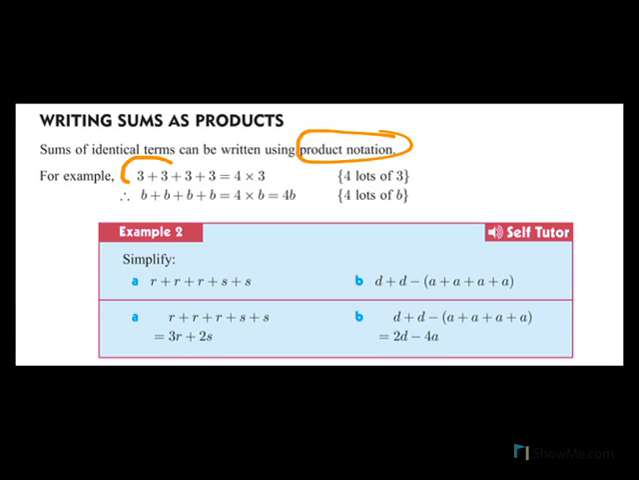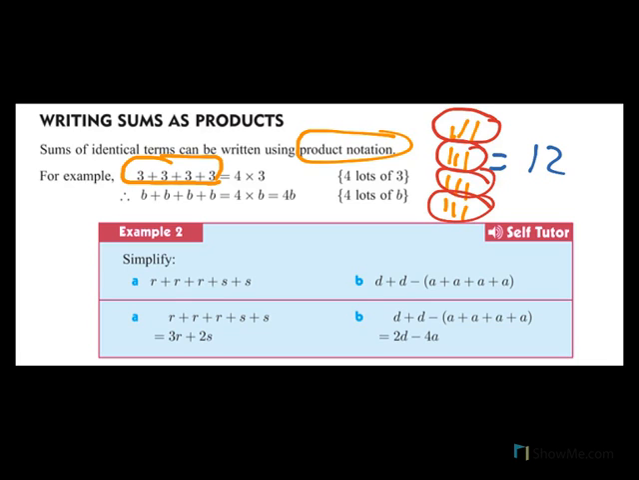We have this problem, 3 plus 3 plus 3 plus 3. And we know that 3 plus 3 plus 3 plus 3 equals 12. We also know there are 4 groups of 3. So it is the same as 4 times 3, which we have written right here. So 3 plus 3 plus 3 plus 3 equals 4 times 3. In other words, 4 lots of 3. That makes sense? 4 groups of 3.